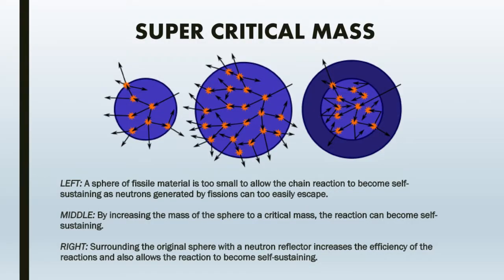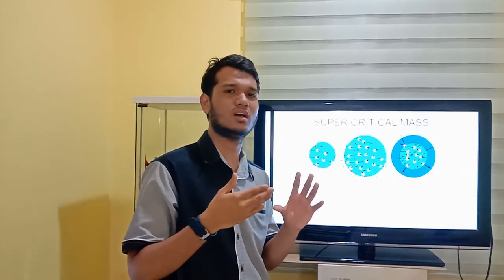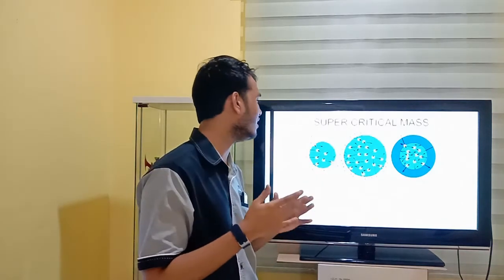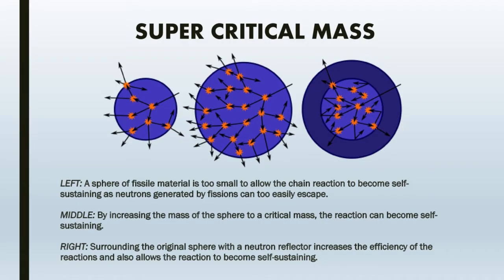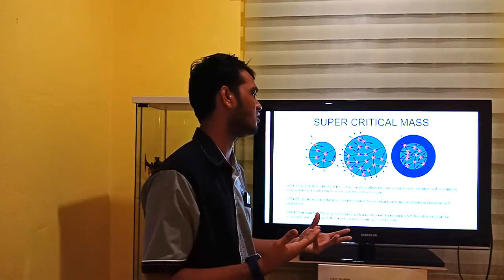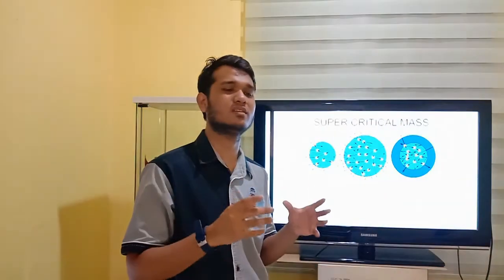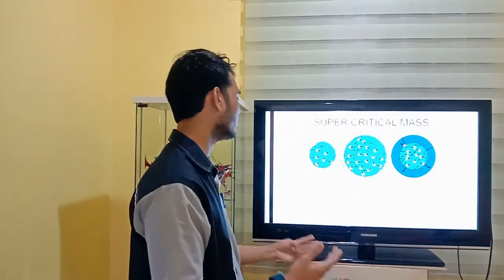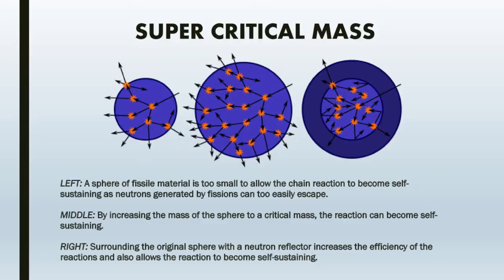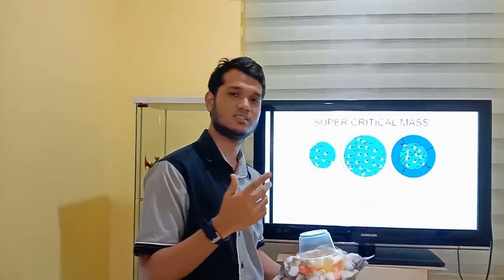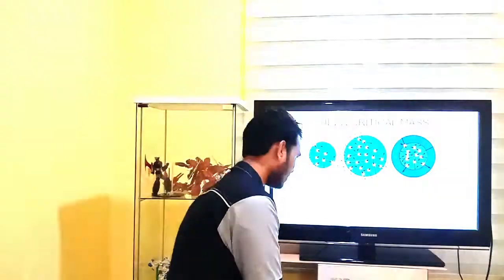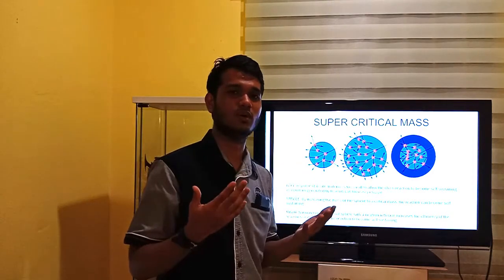So if we look to the left, the material is too small, and we know that if the fission process occurs, the neutron will escape from this vessel. And if we increase the mass, it just increases the self-sustaining, but the neutron will not stay inside the vessel. So we use what we call a tamper, which is a neutron reflector, to make the neutron bounce back like this. So the process will be self-sustaining. Hence, the maximum value of the fission process will occur.